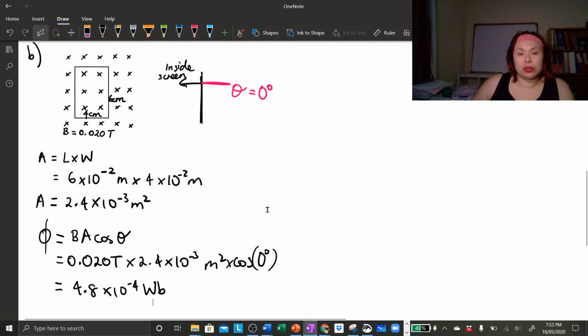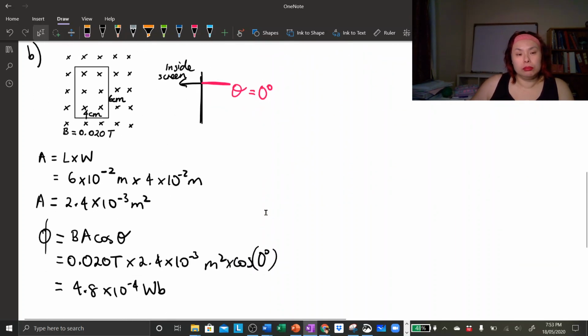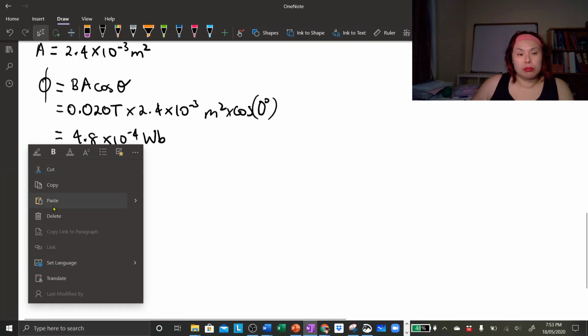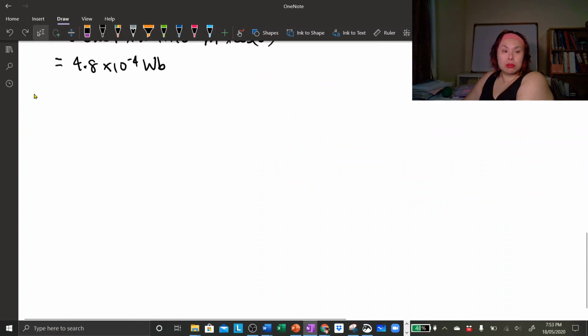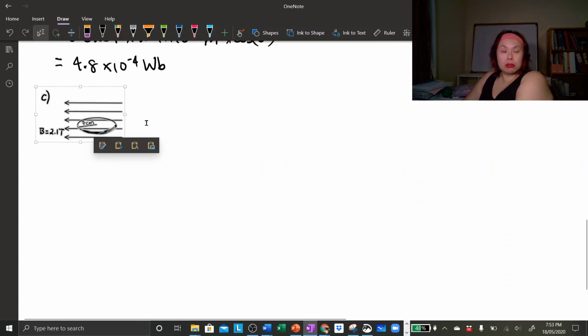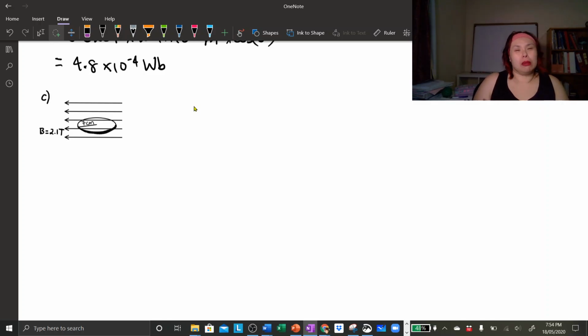Let's do the next question. And we'll copy the question. There we go. All right. In this question, we're looking at what is the magnetic flux. Now, before we do anything else, we need to find out, is the magnetic field and the area, are they perpendicular to each other or parallel?